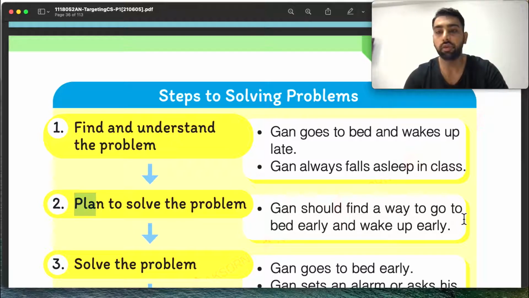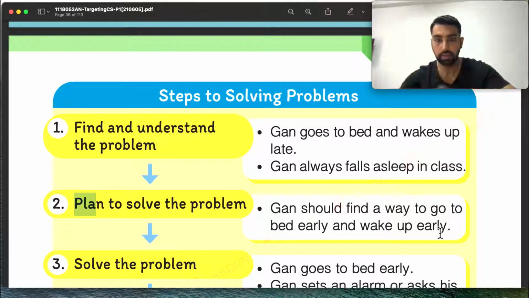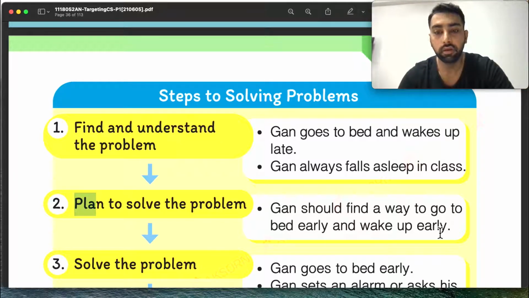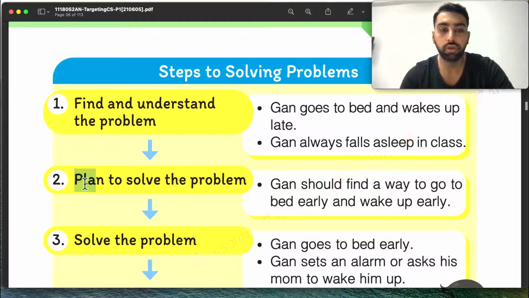Gang should find a way to go to bed early and wake up early. Okay. Gang should wake up early, on time, and go to bed early as well. Alright, so this is the way we're going to solve this problem, and this is what we're going to plan here. Plan to solve the problem. Number three, we're going to solve the problem.